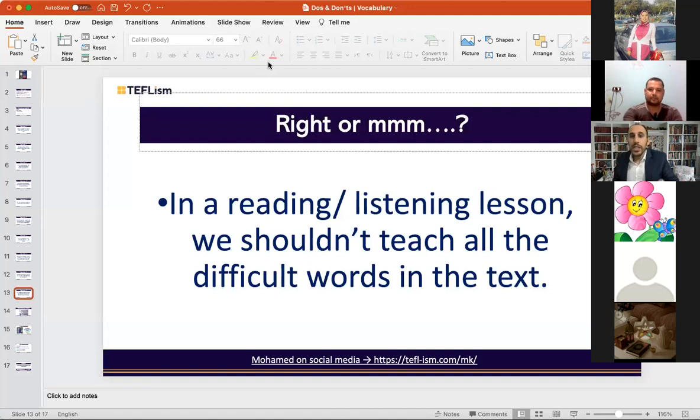Excellent. Teach them the crucial words. What Mona means by crucial, the words that are relevant to the tasks. If I have 17 or 20 difficult words in the text and I clarify them all, I consumed the time of training them on reading. So I will clarify only the words relevant to the tasks.